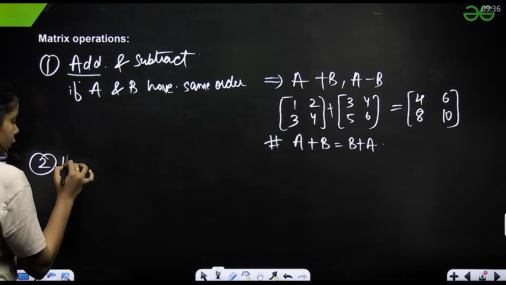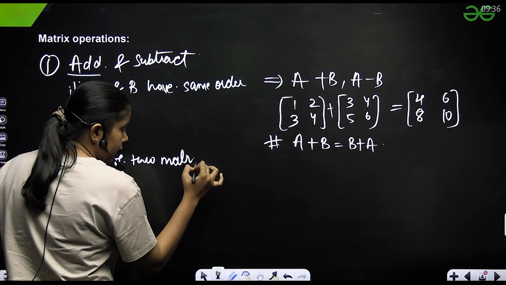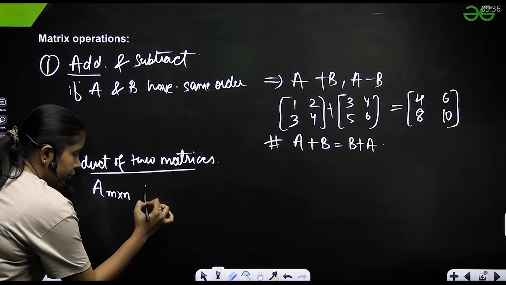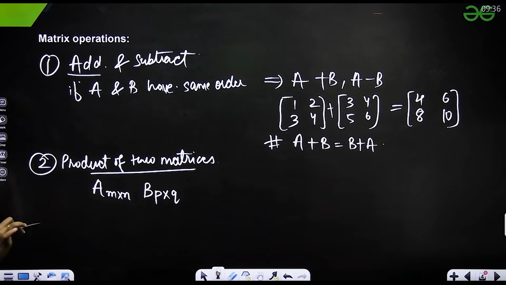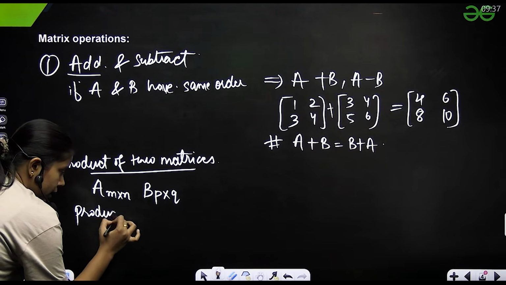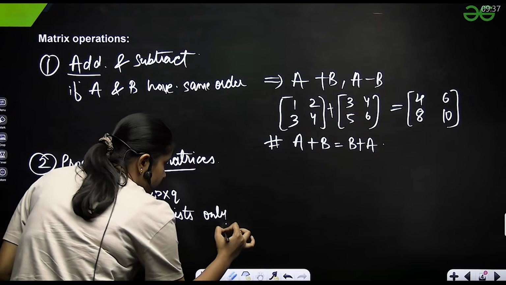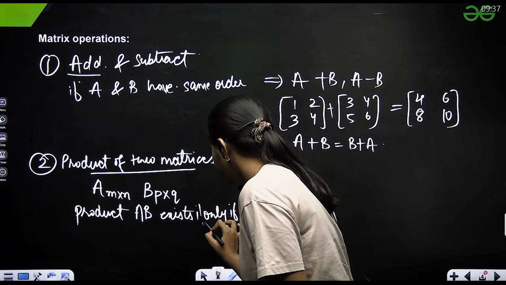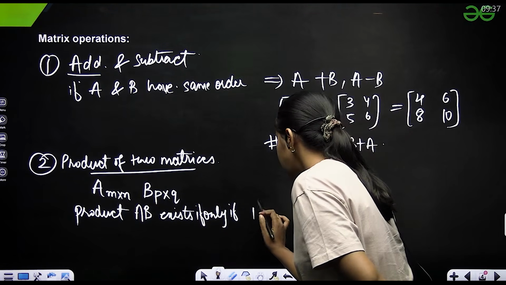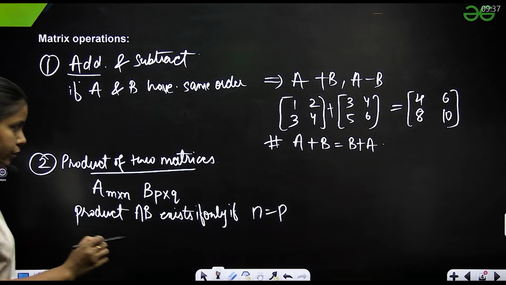Next we have the product of 2 matrices. For a matrix A of order M cross N and a matrix B of order P cross Q, the product AB exists only if, and only if, the number of columns in A equals the number of rows in B. That means N is equal to P. Then I'll be able to find the product of 2 matrices. Otherwise, I'll not be able to find the product of 2 matrices.